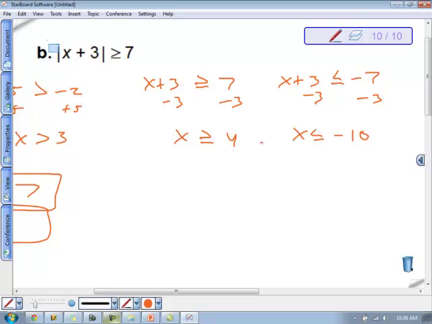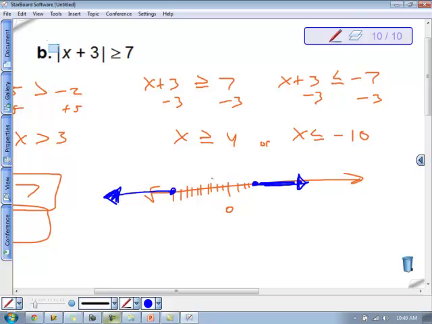So what you do is write the word or in between. And it might help to graph these on a line to see, because our solutions are x is greater than or equal to 4. So if I put 0 here, 1, 2, 3, 4, and then -10, -9, -8, -7, -6, -5. So my solutions are closed circle at 4, closed circle at -10, all the x values that are greater than 4, which go this way, so all the values to the right, and then also all the values to the left.